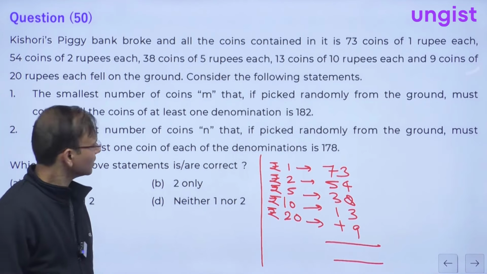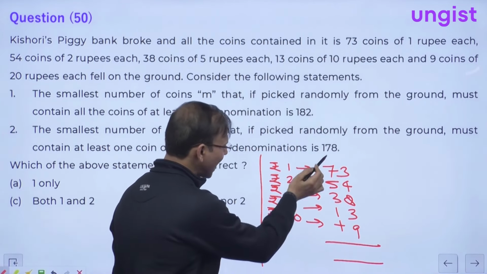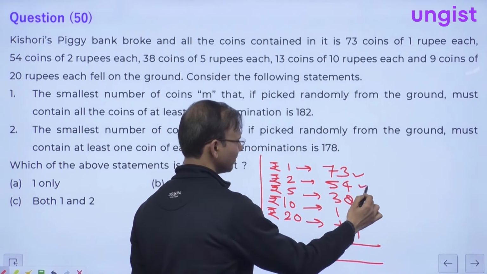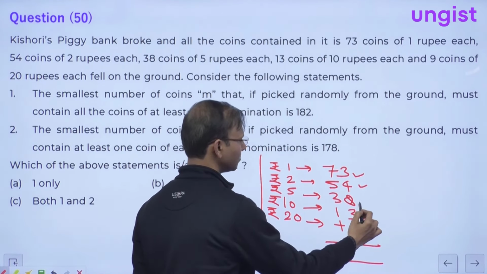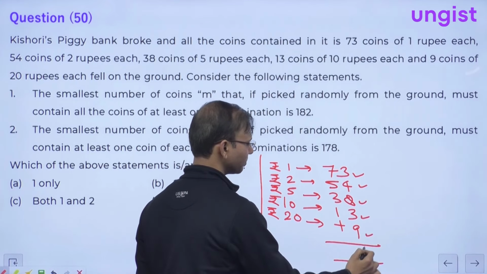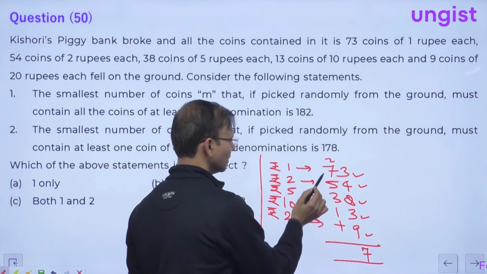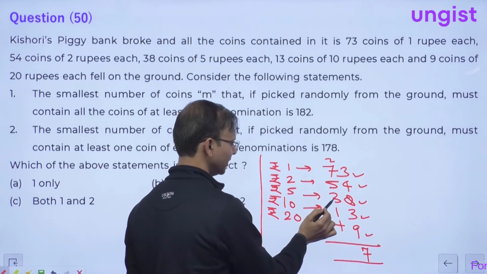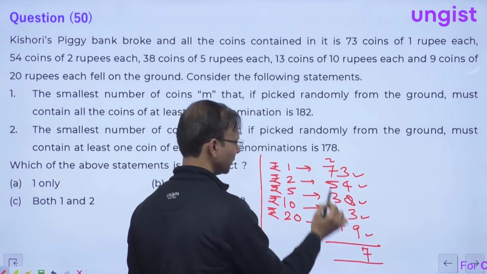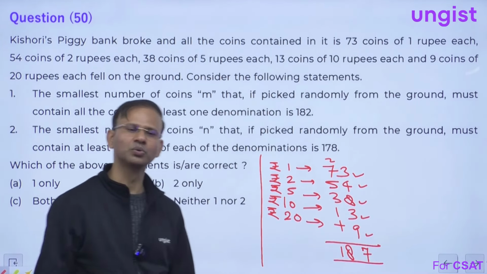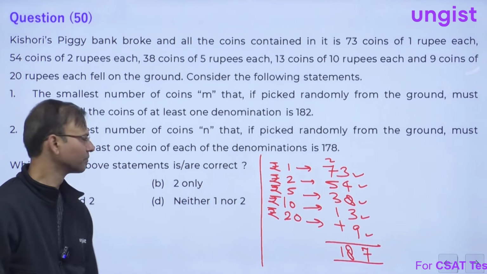Right. So just think on it. If you add them, guys, just add them. So 3 plus 4, 7, 7 plus 3, 10, 10 plus 8, 18, 18 plus 9, 27, 27, then 2. So 7, 5, 12, 12, 3, 15, 15 and 1, 16, 16, 2, 18. So total number of coins are 187. Correct, guys? Total number of coins are 187.